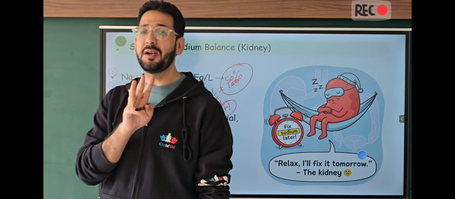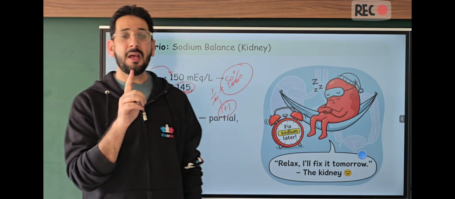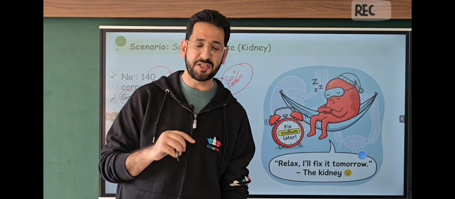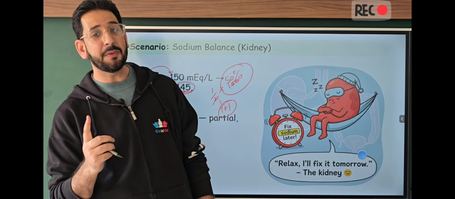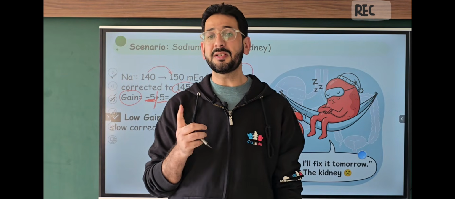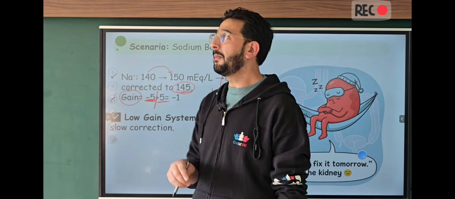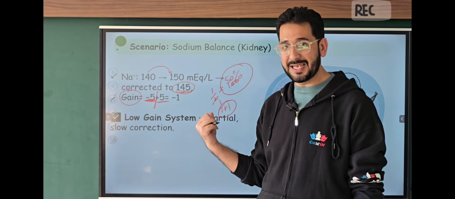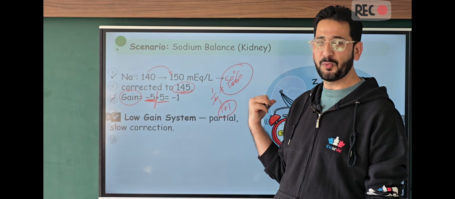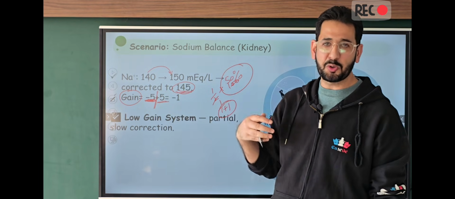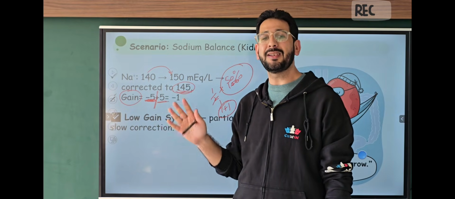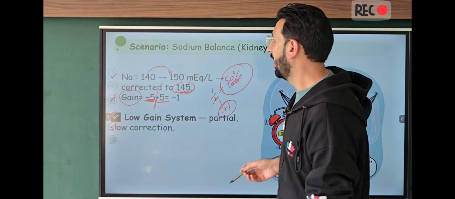So we have talked about the three examples. The first was the pressure homeostasis, maintaining the blood pressure. In that, the gain percentage was 66%. Then we talked about thermoregulation. In that, the gain percentage was 97%. Now we have talked about the sodium homeostasis by the kidneys, because kidneys are very slow to respond against this change. Okay, so kidneys are like, let me fix it tomorrow. So they are very slow. That means the gain is very low. So this sodium homeostasis is a low gain system.